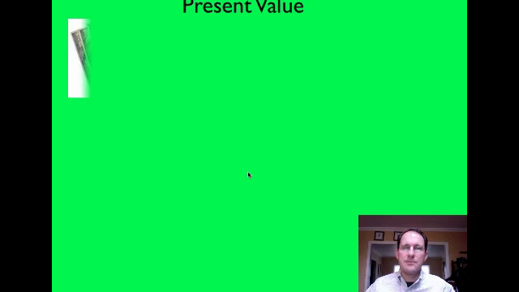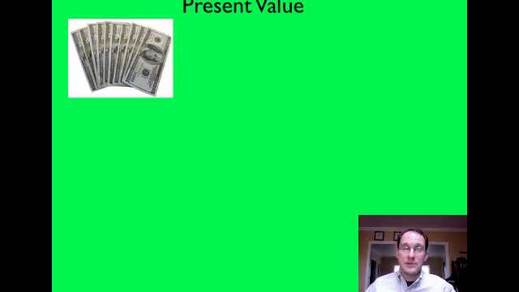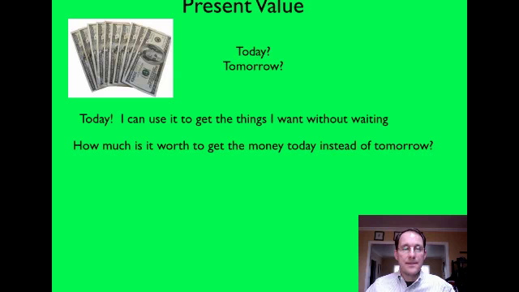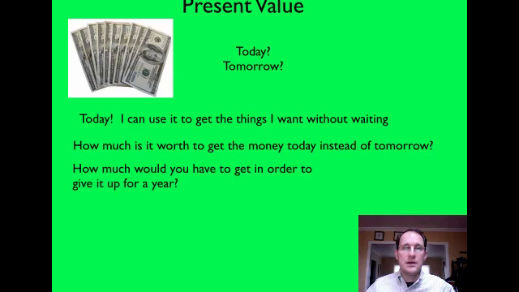Let's start with an example. So let's say there's $1,000 on the table. Would you rather have that today or tomorrow? I think you'd rather have it today. Why? Well, because you can use it to get the things you want without waiting. Now, how much is it worth to you to get that money today instead of tomorrow? That's an important question for us in this discussion.